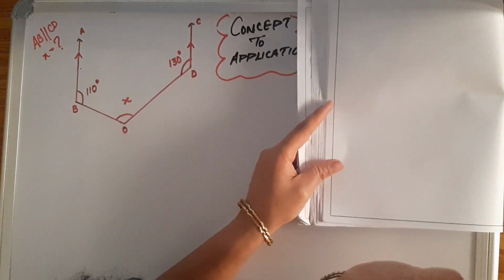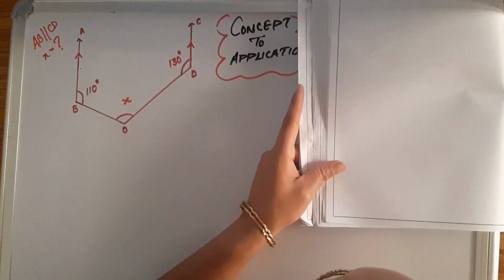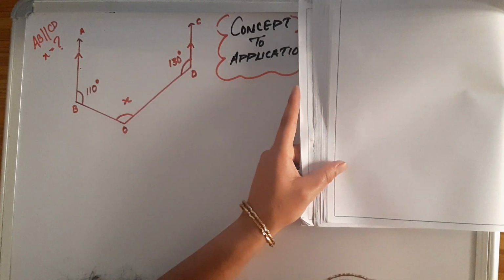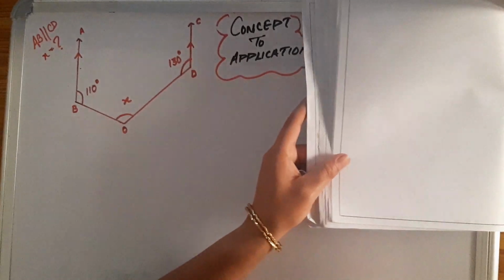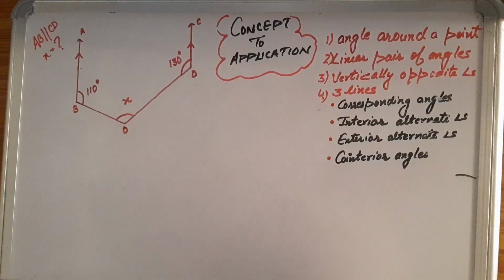If I just do it like this, what are your concepts? First is related to a point, where the angle around a point is 360 degrees. Then related to a line, we have linear pair of angles. Then for two lines, we have vertically opposite angles. Then for three lines, we have four pairs of angles and their properties, and the properties are followed if and only if the lines are parallel. These should be on your tips.